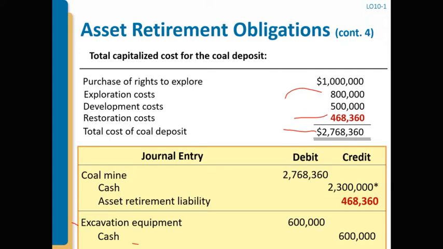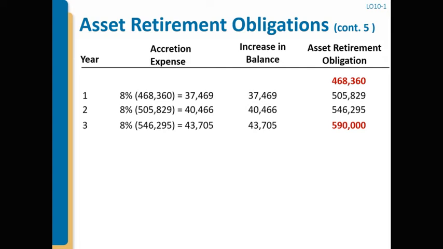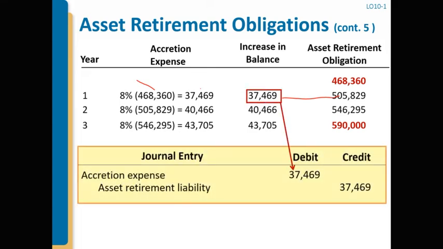And we also need to calculate the accretion expense every year, and that will be the risk-free rate, meaning that is 8% of this amount. Okay, so 8% of this amount is this. So our total amount is increased. So in this way, accretion expense every year and asset retirement liability.